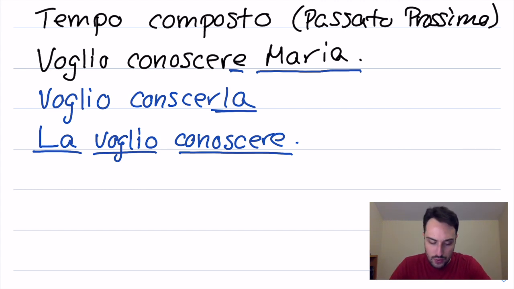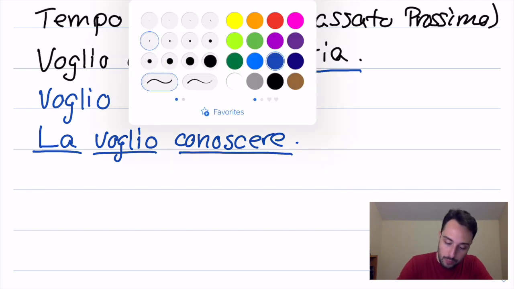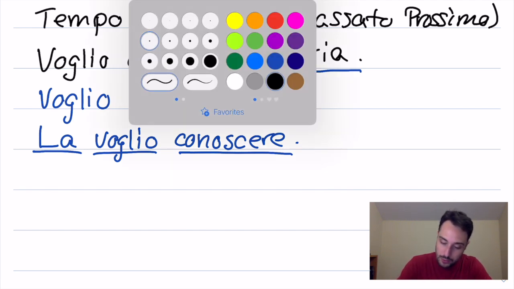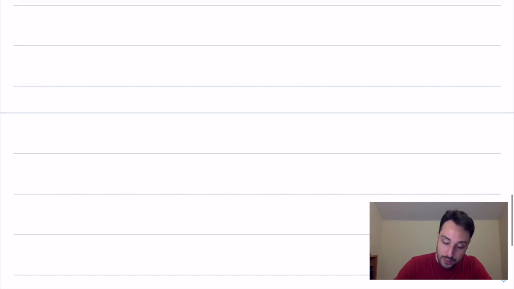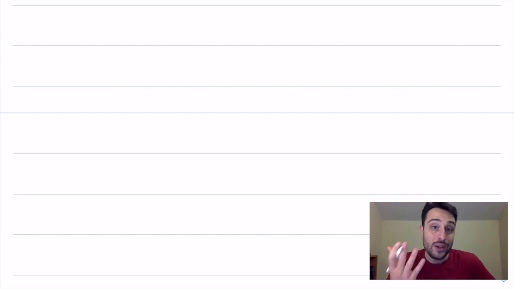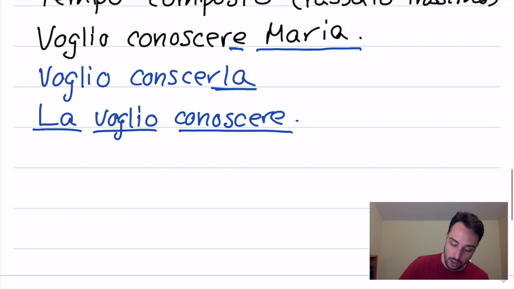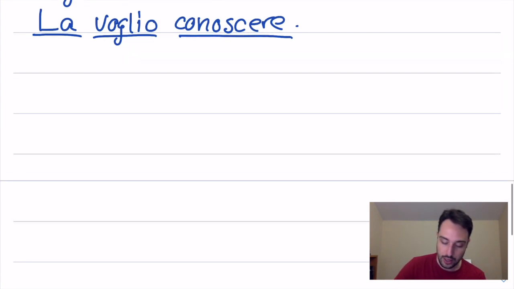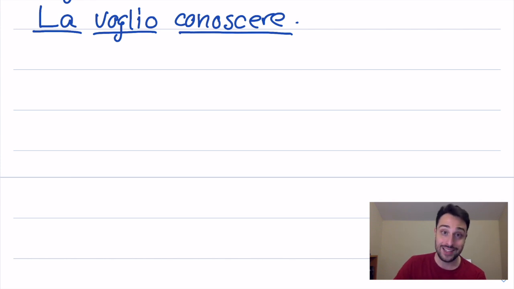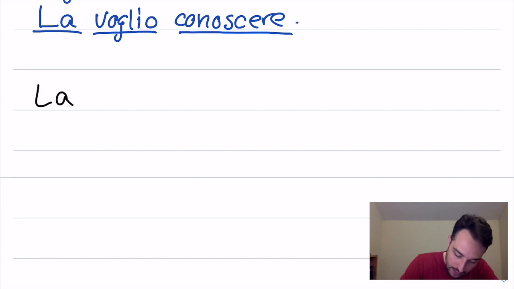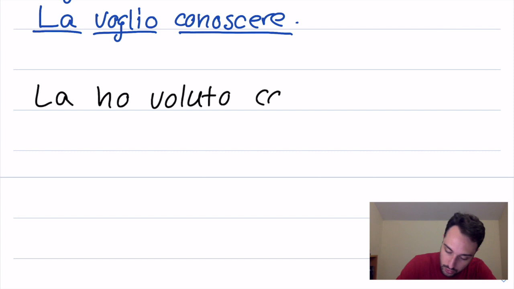I'm going to show you, just for the fun of it, what it looks like in a tempo composto, so using the passato prossimo, because there is something special that we do with the third person pronouns that we don't normally do with the verb avere. We agree things in gender and number. So I'll show you what that looks like. So we already saw la voglio conoscere. What if it was I wanted to know her? How would that look? So we would say la ho voluto conoscere.